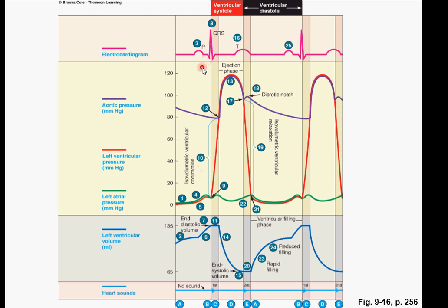Now at the QRS complex we have the ventricular depolarization. Okay, meaning contraction. The ventricle will start to contract. Once the ventricle starts to contract, the pressure in the ventricle will be higher than the atrium. So the blood will love to go again from the ventricle to the atrium.